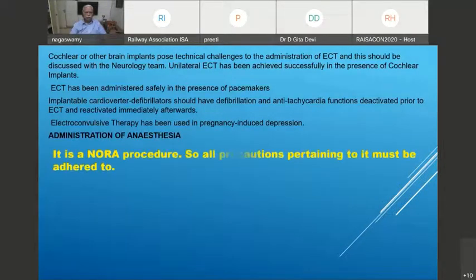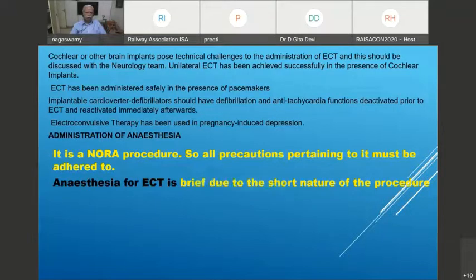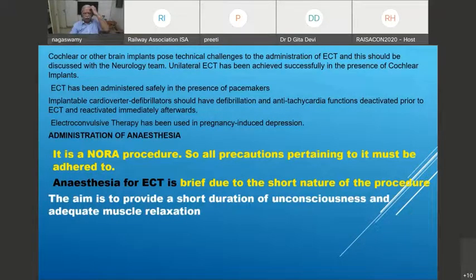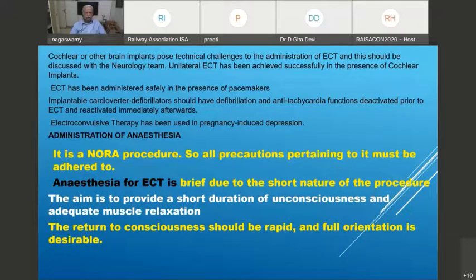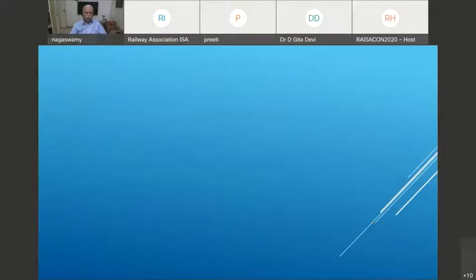So how do you do that? Most of the time it's a NORA procedure, so all precautions pertaining to it must be adhered to. Anesthesia is of short duration for the ECT procedure, so the patient should be able to recover and go home. The aim is to provide short duration unconsciousness and adequate muscle relaxation. Return of consciousness should be rapid and full orientation is desirable.